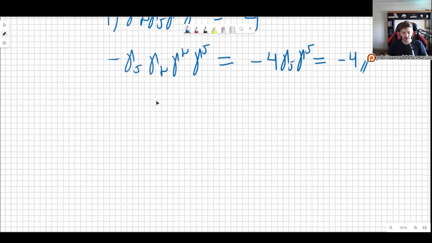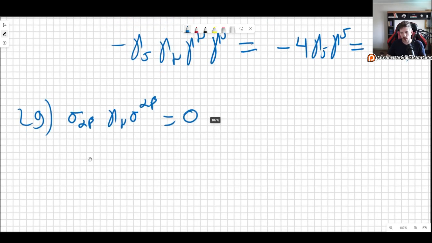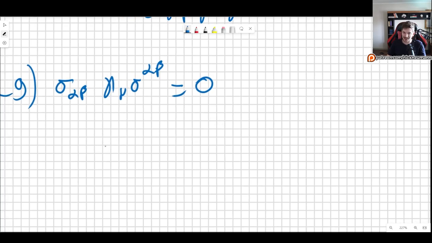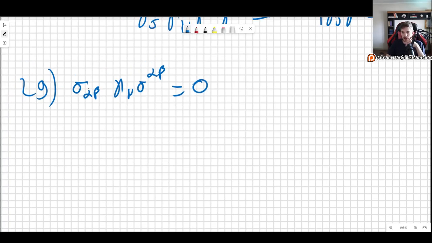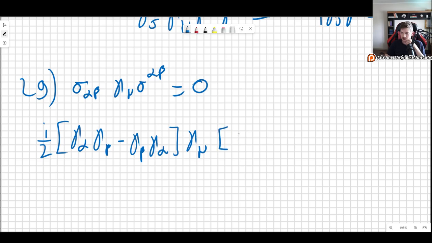Now, the next one is part 2G, where we want to prove that sigma alpha beta times gamma mu sigma alpha beta is equal to 0. So that is what we now want to prove. Let's get to it. Let's just begin by plugging in what the sigmas are. So 1/2 (gamma alpha gamma beta minus gamma beta gamma alpha), and then we have times gamma mu, and then times (gamma alpha gamma beta minus gamma beta gamma alpha).